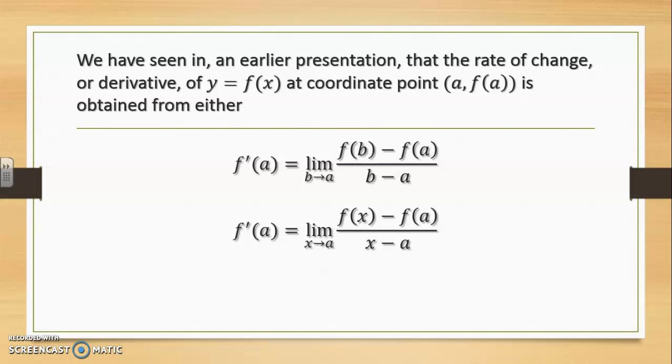In terms of notation, using x rather than b would make no difference. And there is an alternative definition where, rather than having x or b, we denote the second point as a plus h. So it's a point that is h units before or after, because it could be a negative number, the point a itself. And at the bottom, h is the separation in the x-coordinate. So in all three cases, we're doing delta y over delta x. It's just the formulation that is slightly different.